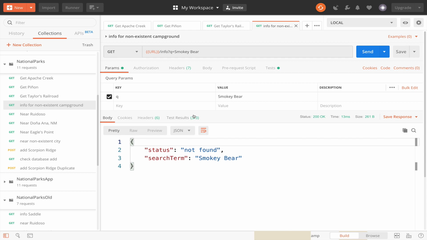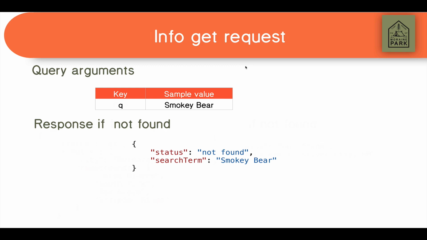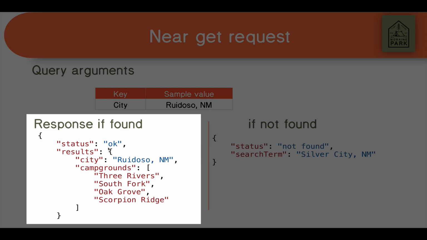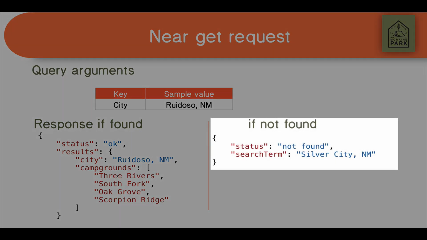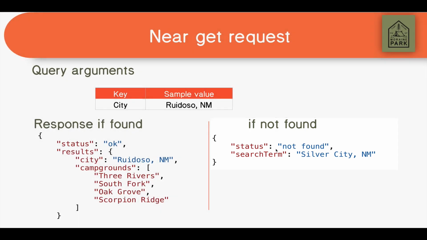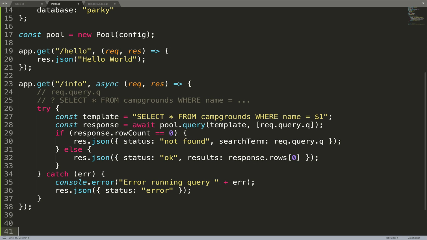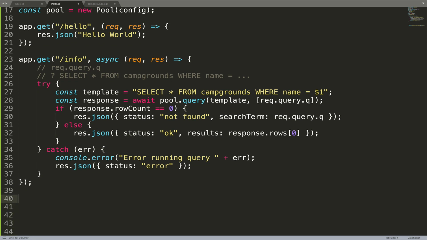So that's cool. So let's implement the next one, the near command, or the near request. So the near request looks like this, where it takes an argument city, that should be lowercase, and for example, Ruidoso. And if it finds the city, it returns this complex-looking thing with results OK, and then the results echo the city and give a list of the campgrounds. And if it doesn't find it, it'll return what's shown here on the right. Namely, the status is not found. All right. So as you can imagine, that's going to mirror pretty much what we just did. So let's go ahead and get that running.